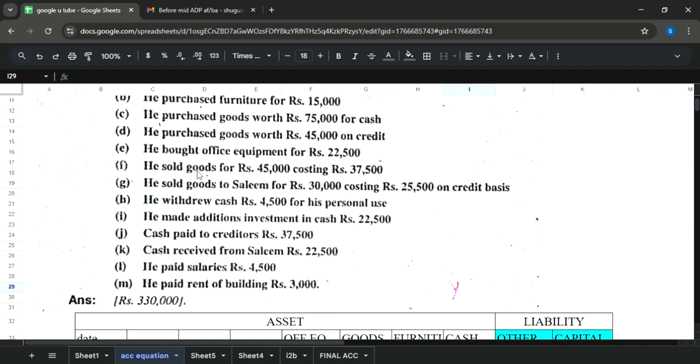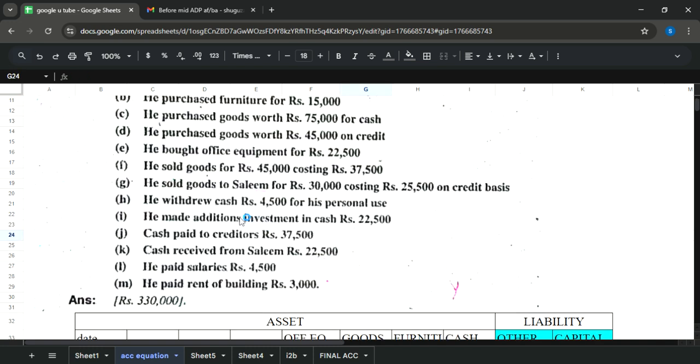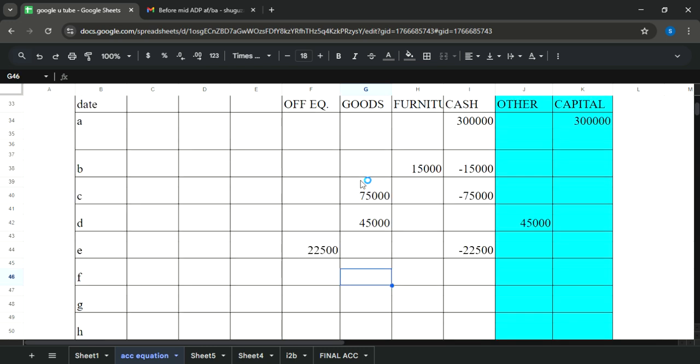Now F, he sold goods for rupees 45,000 costing 37,500. This is a new entry for you. I am requesting you to please be attentive. When you are selling goods, goods are going out. The value of those goods is 37,500. You will go to the goods column, and here there is a decrease in goods. And how much? You are selling goods worth rupees 37,500. Goods are going out, 37,500.